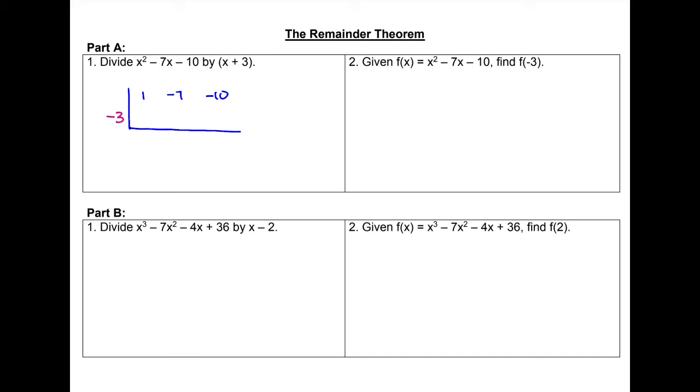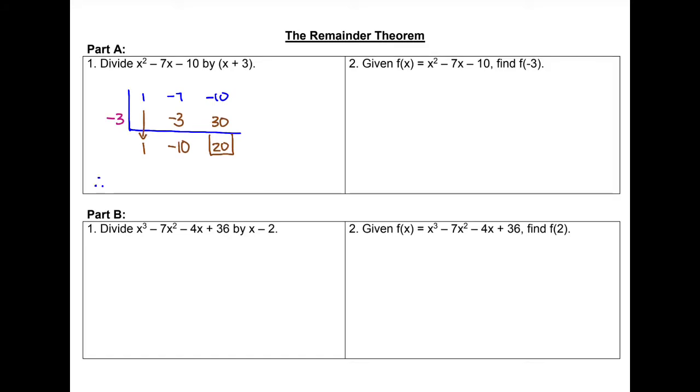And now, we are ready to do division. First, let's bring the 1 down. And you do 1 times negative 3, which gives you negative 3. And you add negative 7 and negative 3 to get negative 10. And then you do negative 10 times negative 3, you get 30. And you add negative 10 to 30 to become 20. Since there's only one term for the divisor, that means there's only one term for the remainder. So 20 is our remainder.